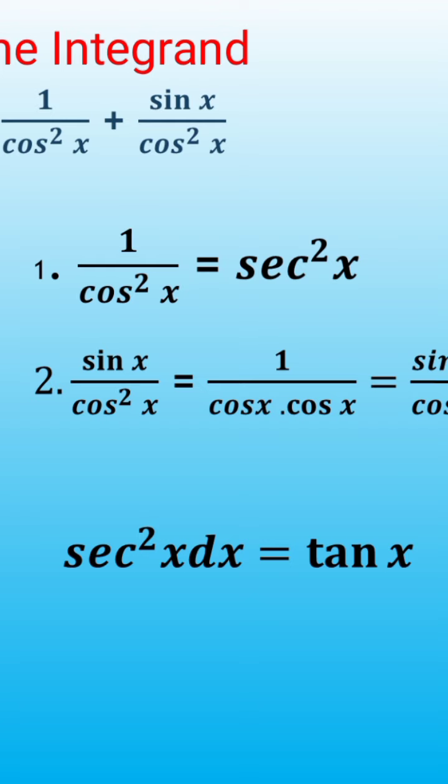Simplify the integrand: (1 plus sine x) over cosine squared x dx equals 1 over cosine squared x plus sine x over cosine squared x. The identities are 1 over cosine squared x equals secant squared x. Then sine x over cosine squared x equals 1 over cosine x times sine x over cosine x, which equals secant x tangent x. The integrand is secant squared x plus tangent x secant x dx.